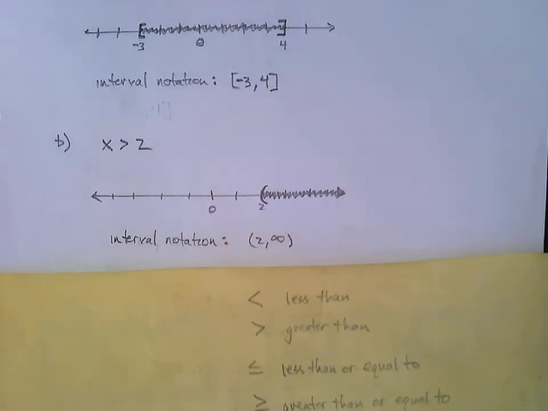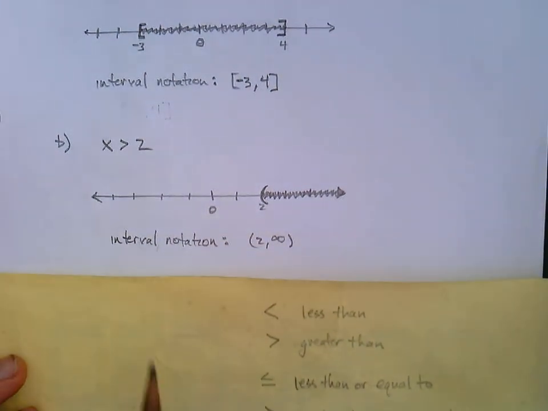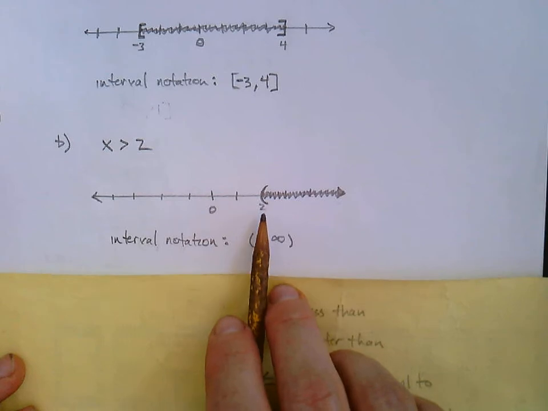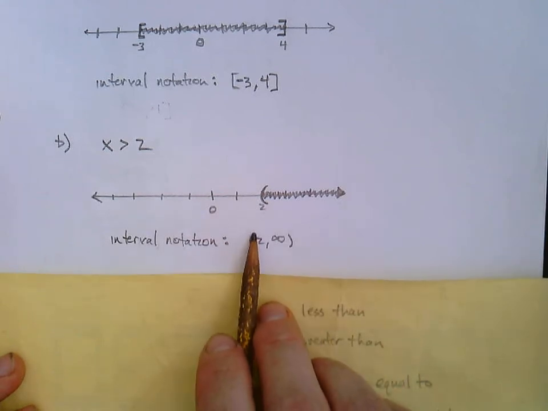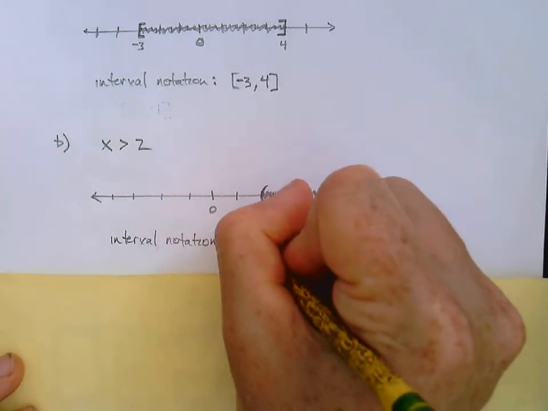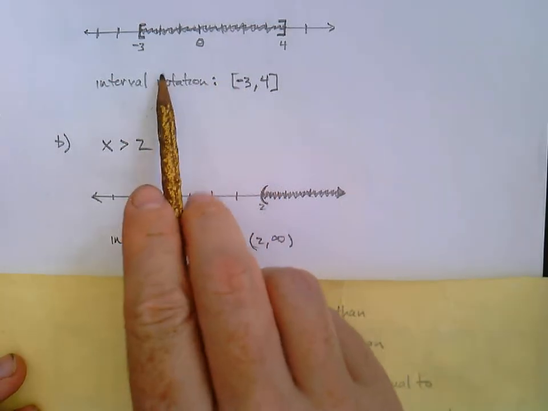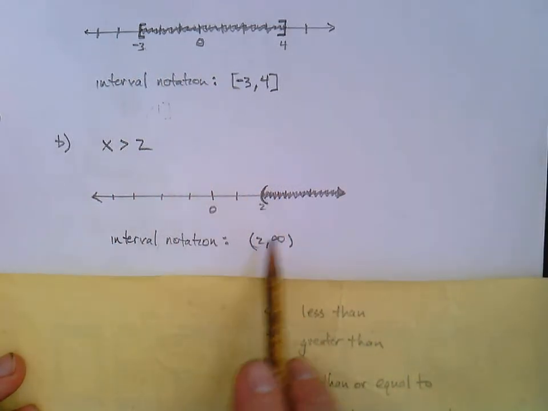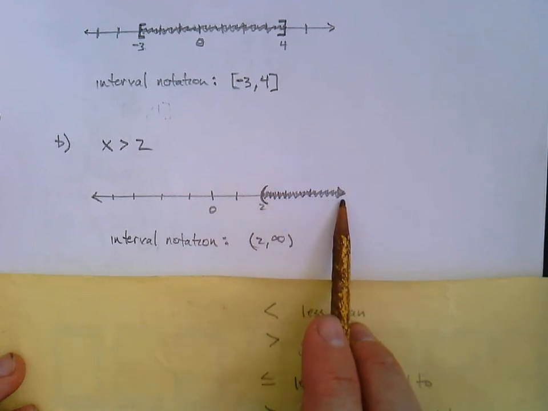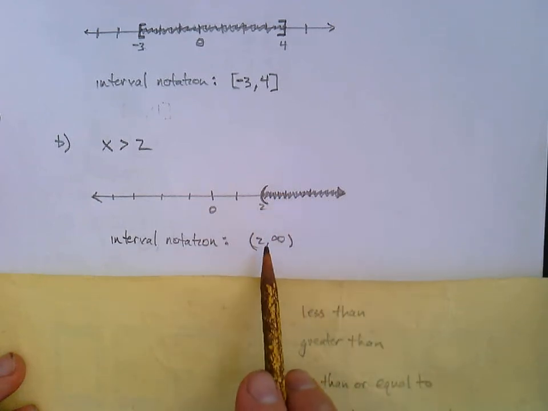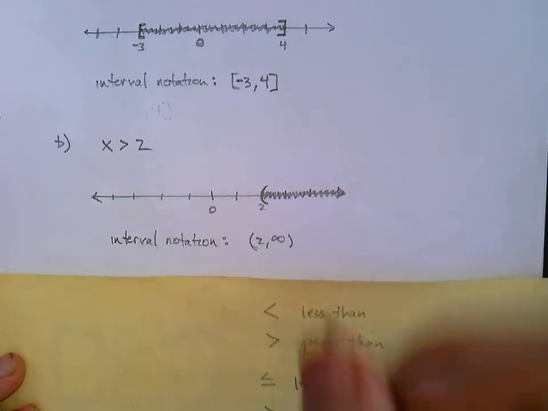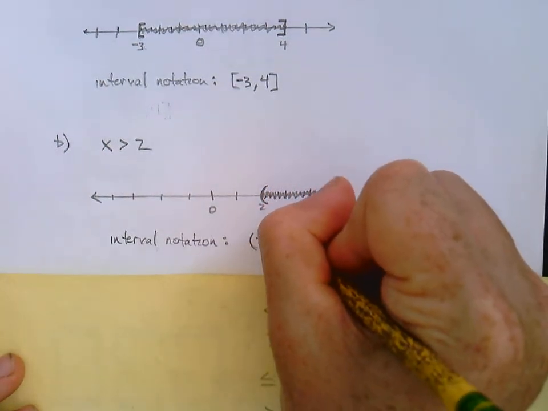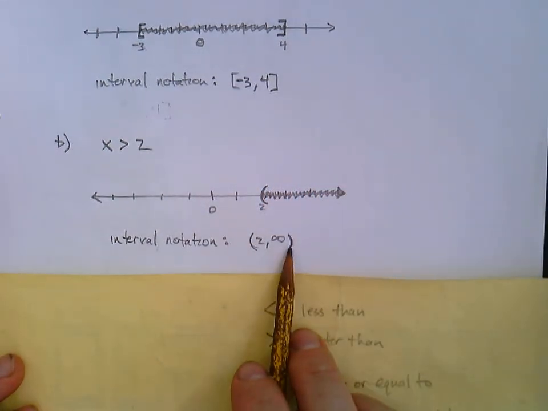And what would be the interval notation? Here it is. You're going to start at 2, and it's got the parenthesis. In the same way we started at -3 with the bracket, here we start at 2 with the parenthesis. And because it never ends, it goes on and on, we write comma infinity. And the rule for infinity is you always use a parenthesis.